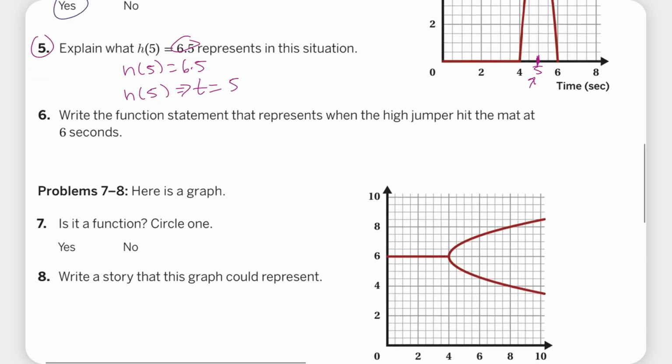For number 6, it says write the function statement that represents when the high jumper hit the mat at 6 seconds. So we would say h of 6, because at 6 seconds, that's when we hit the mat again. And it looks like the mat is on the ground because our y value at 6 seconds is 0. So my function statement here would be h of 6 is equal to 0. And that represents that the high jumper hit the mat at 6 seconds.